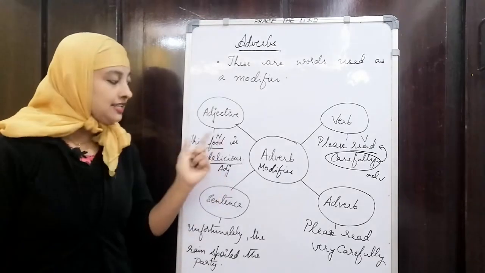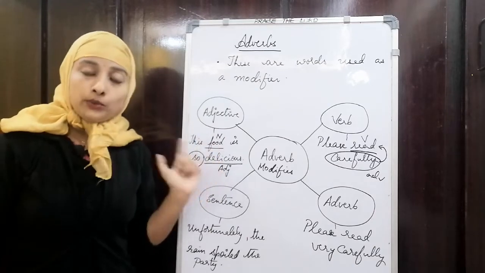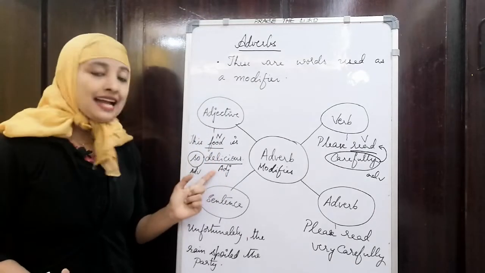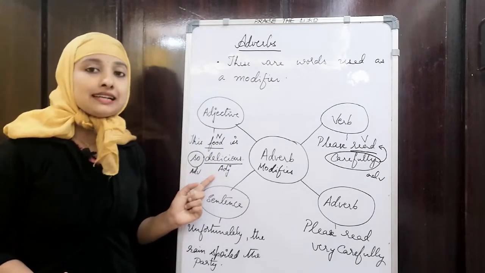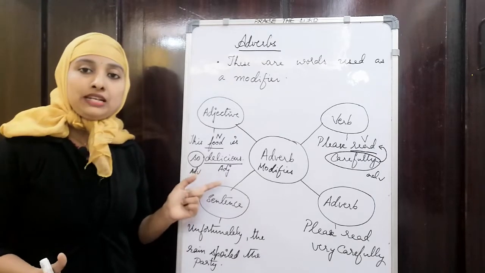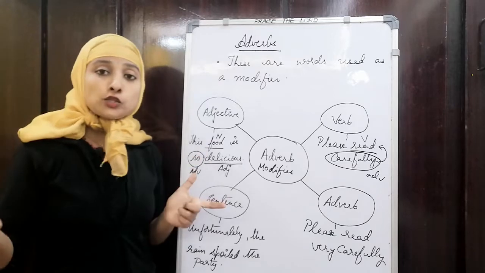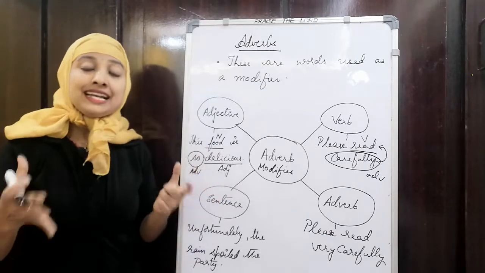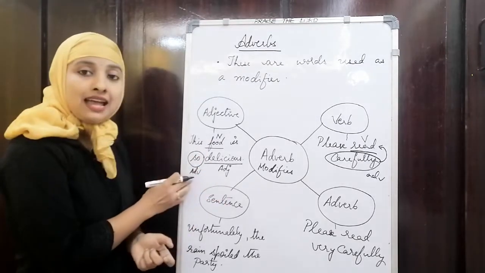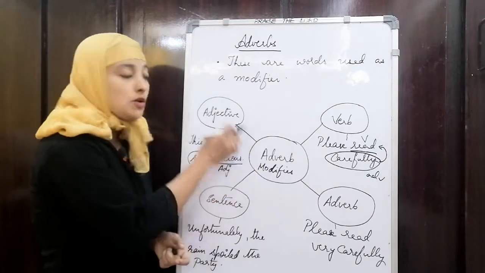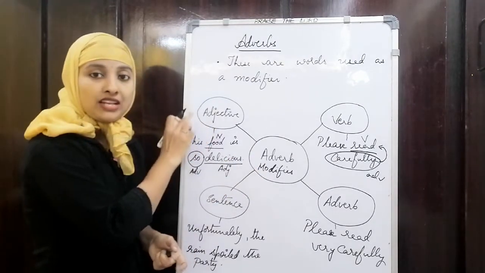When we say this, food is the noun. How is the food? It is delicious. That defines the noun, which is the adjective. This adjective is being defined by so, which indicates it is so delicious. That means how is it? It is so delicious. The so is the adverb. So adverbs also modify adjectives, right?